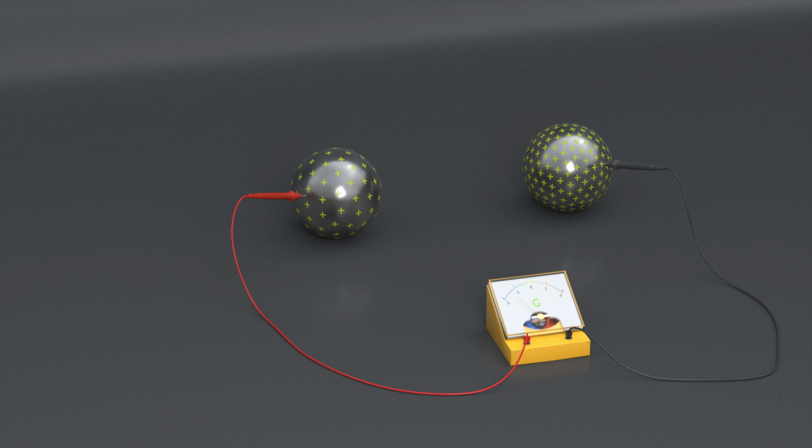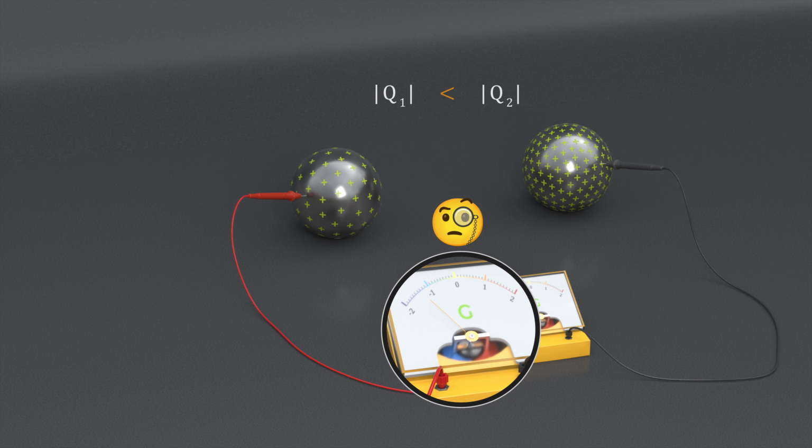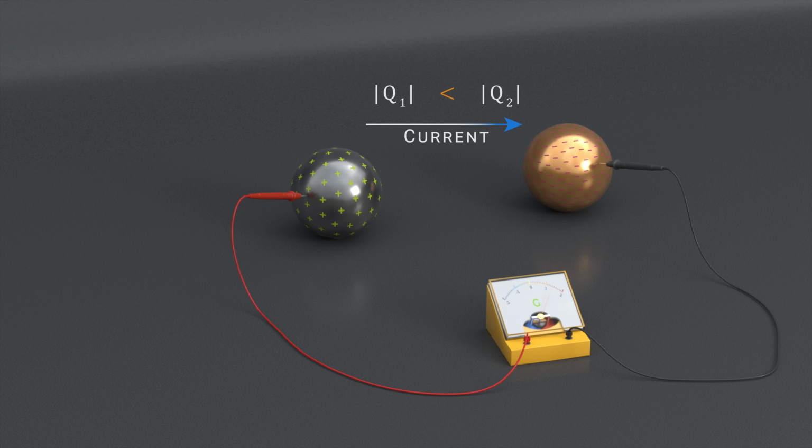Now common sense might tell you that if there's a difference in the amount of charge between two objects, the charge will move from the object with more charge to the one with less. But interestingly, scientists found that the flow of charge doesn't actually depend on the amount of charge. Instead, it depends on something else, a physical quantity we call voltage.